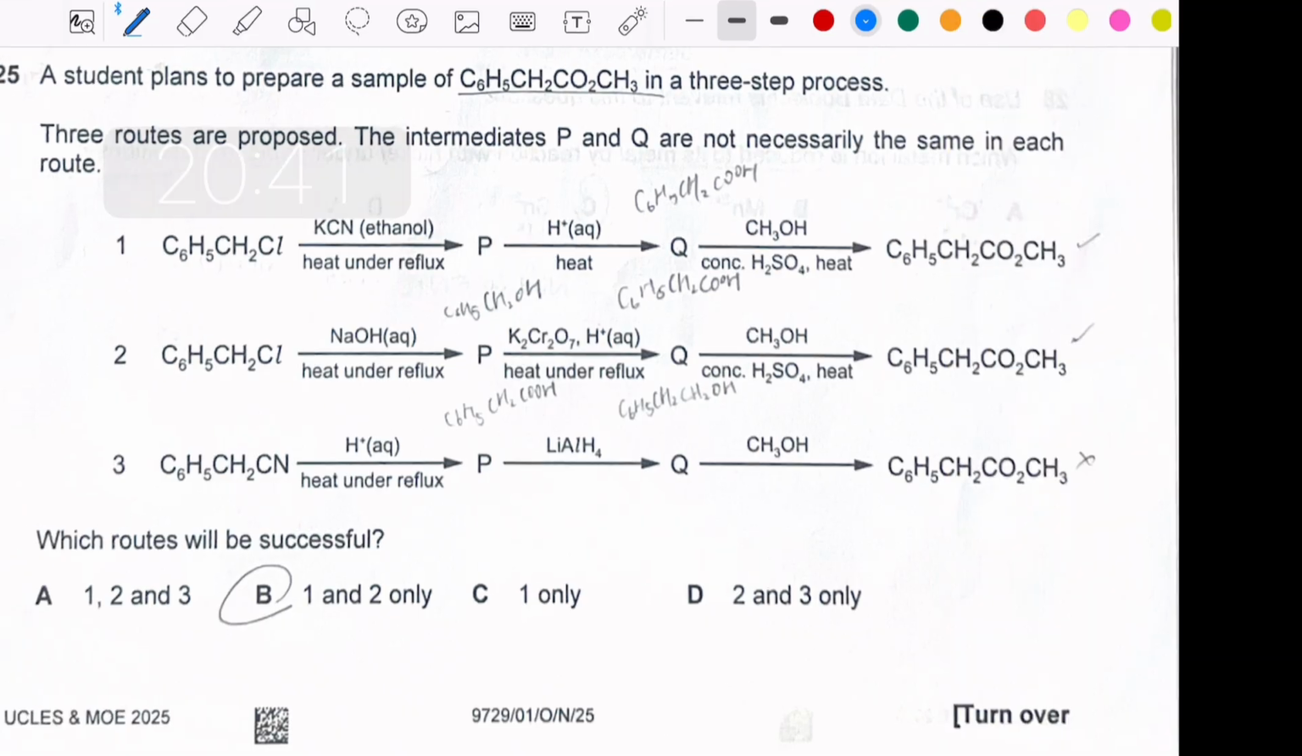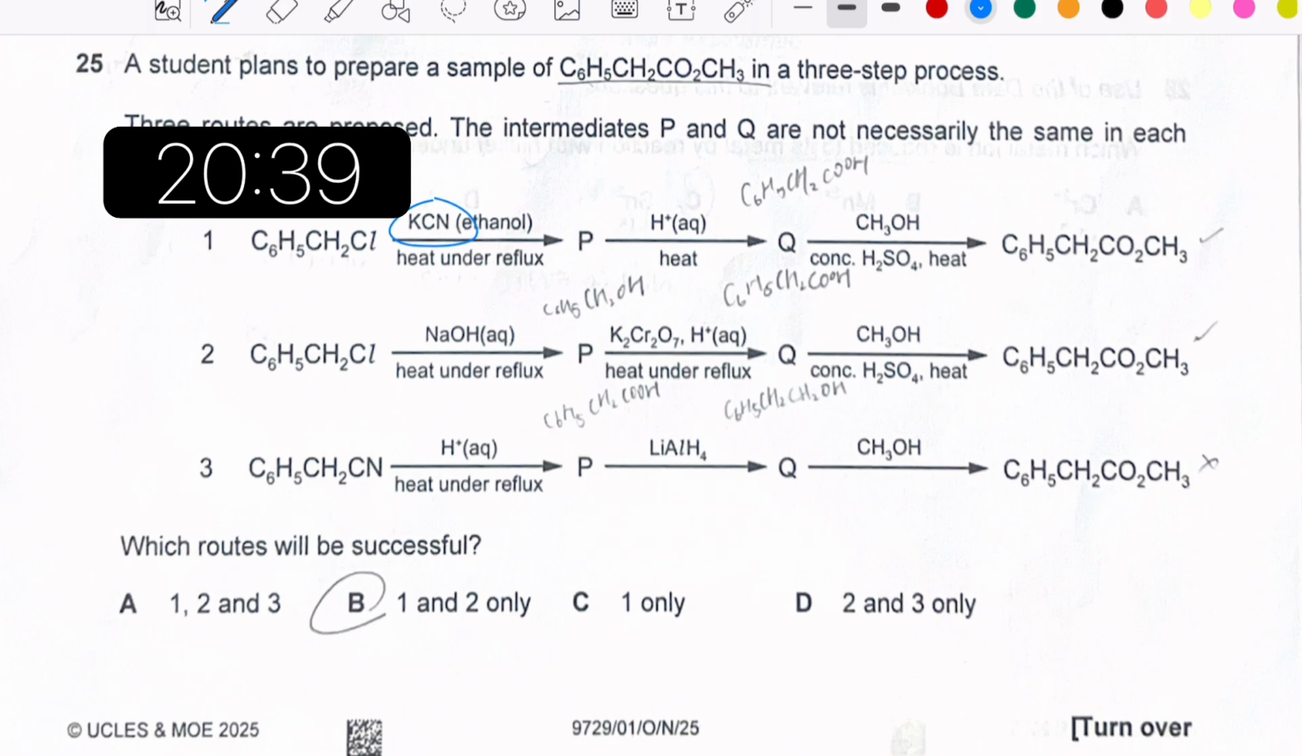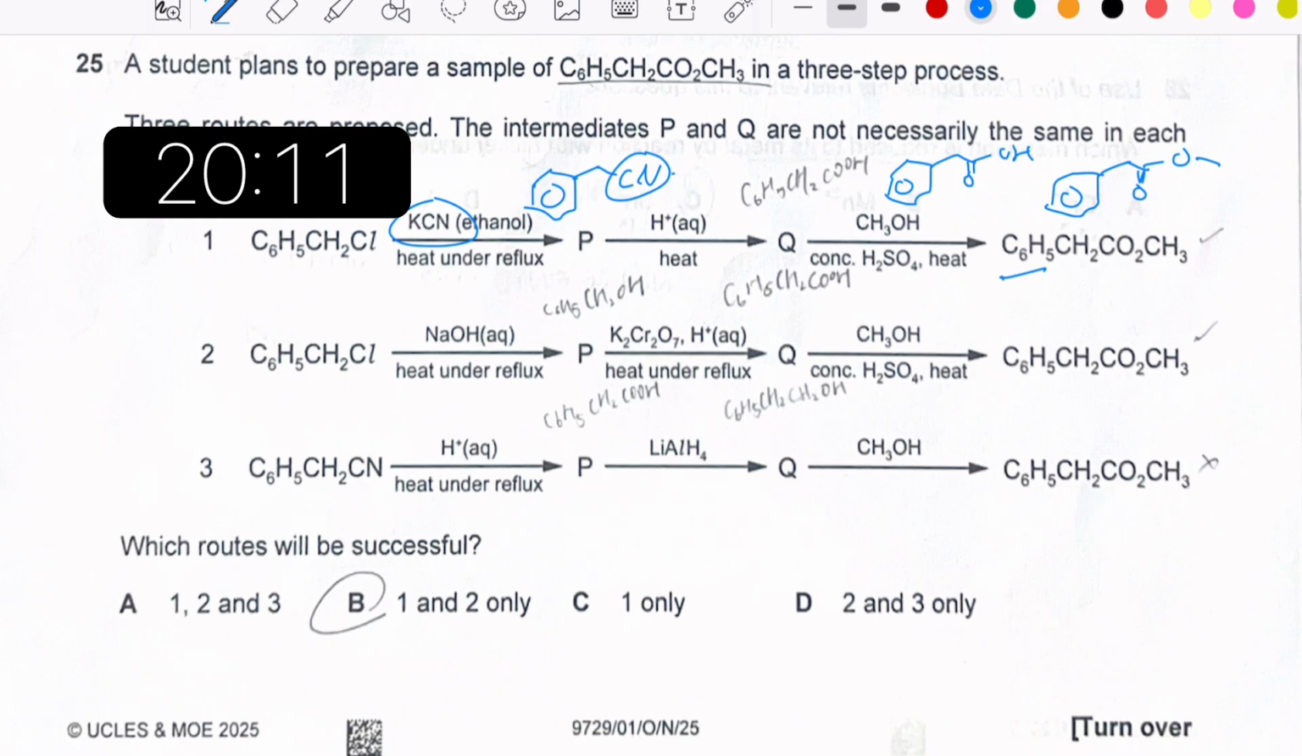Okay, so this is a nucleophilic substitution. Alright, so this would produce something like this, and then under H+, this will do acidic hydrolysis. So this Q would then be like this. Okay, and then this with concentrated CH3OH, this is esterification. So this in the end would produce something like this, which is C6H5CH2CO2CH3. Yeah, this looks correct.